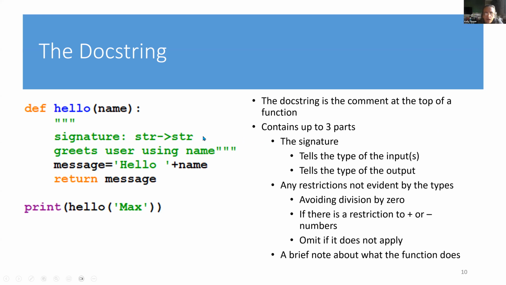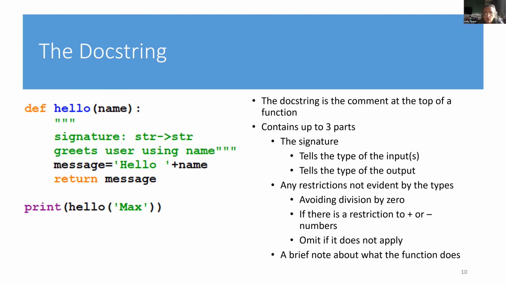Sometimes we just abbreviate this with SIG. You'll see that in some of mine, but it needs the signature types for the input and output. So this one has a string. So name is a string, Max, that's my dog, and then an arrow for the output, and then we specify the type of the output, which will be this message here, which is also a string. Then we need to mention any restrictions not evident by the types.